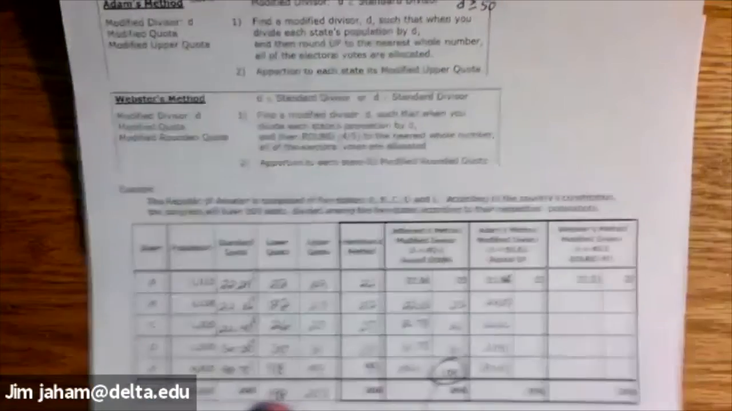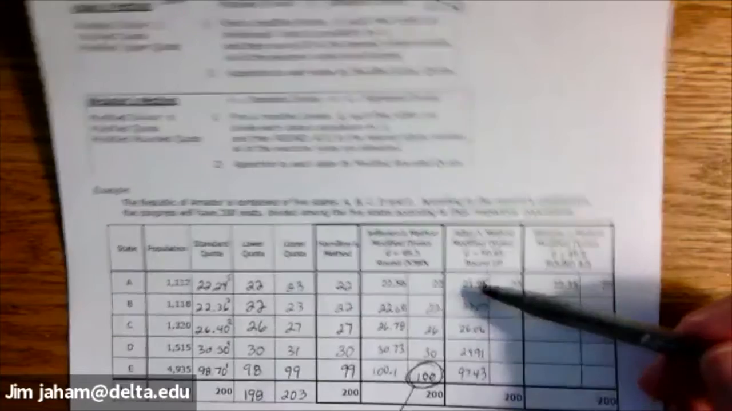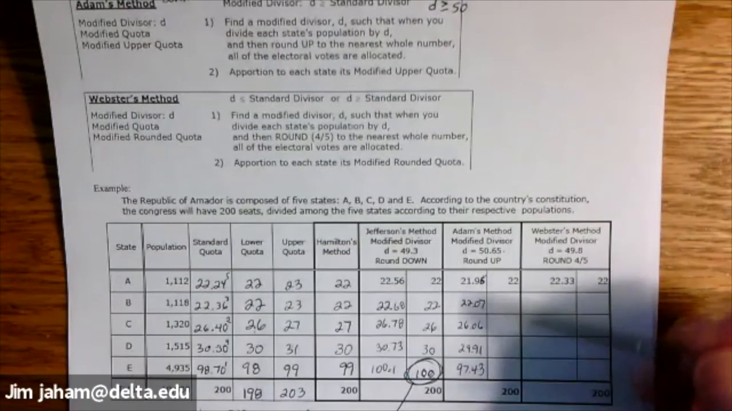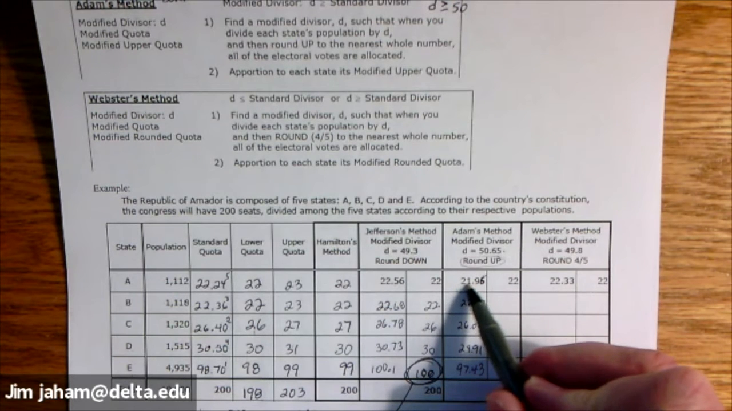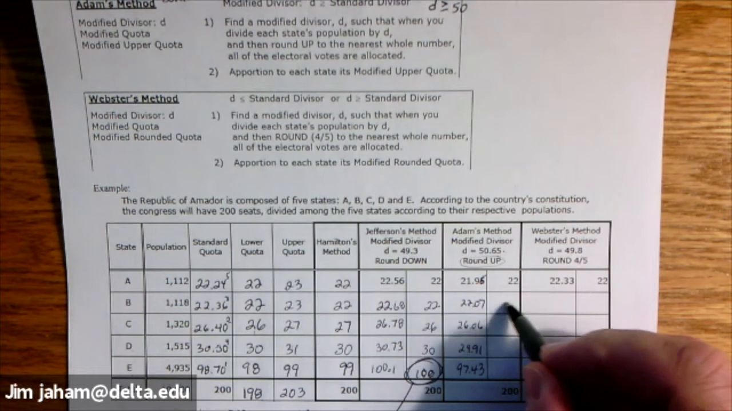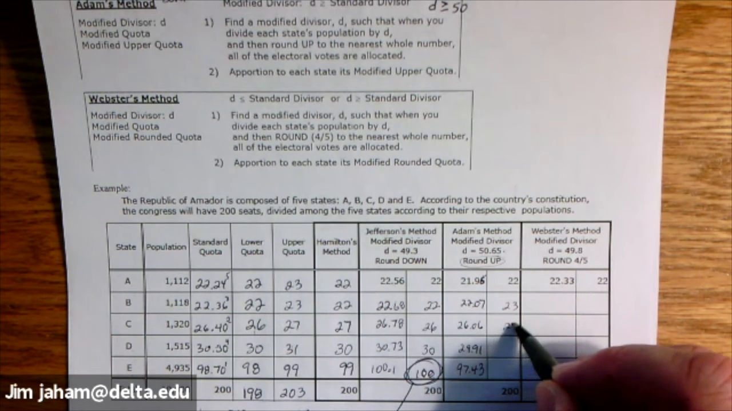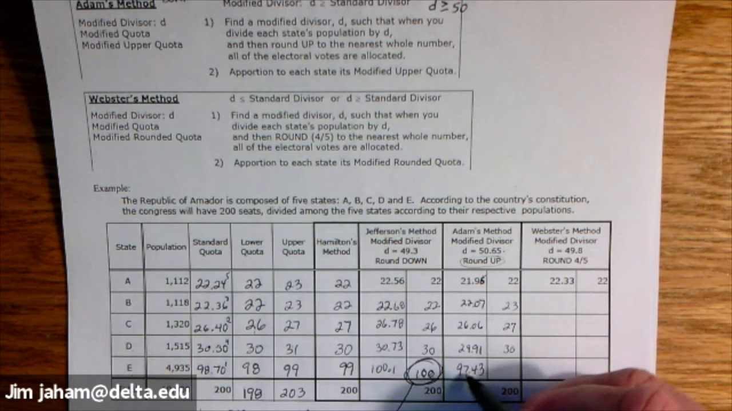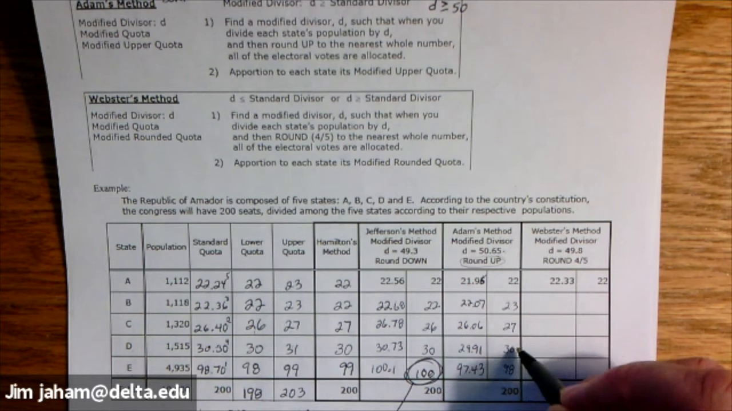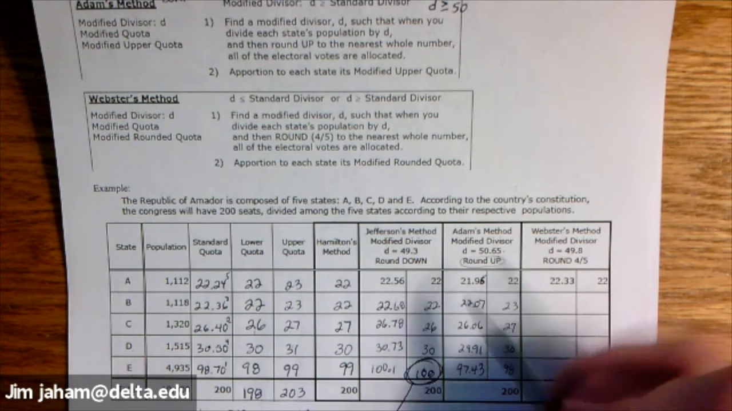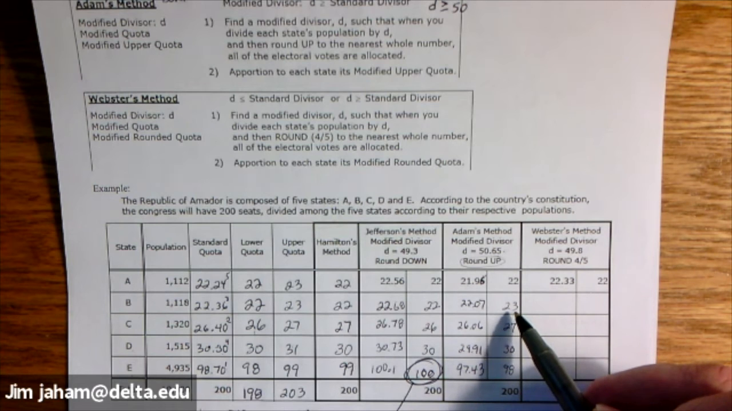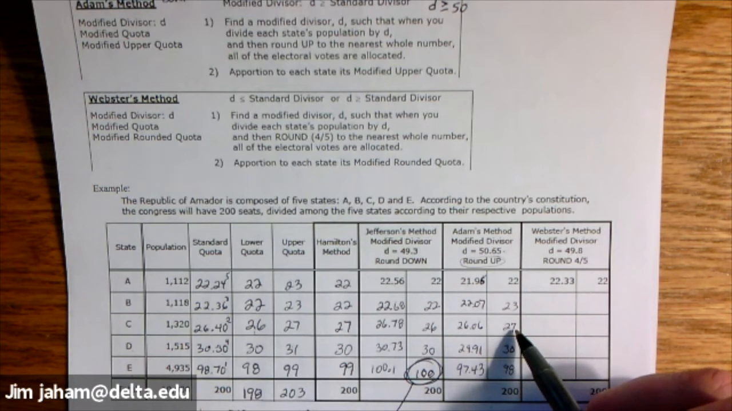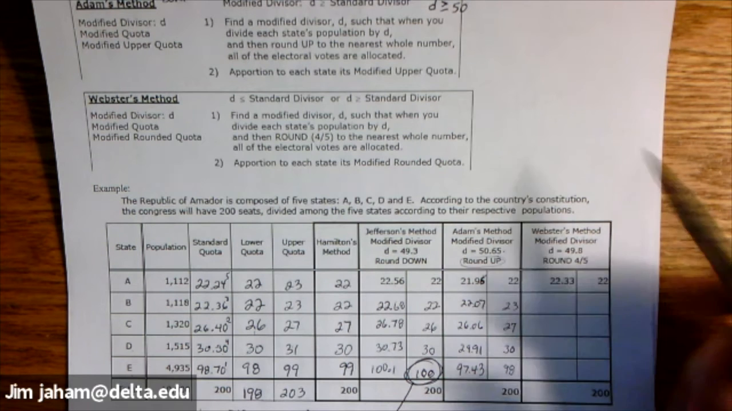Okay. Now for Adams' method, once we get these modified quotas here, then we're going to round up. So whatever the integer part is, add 1 to it. Add 1 to 21, add 1 to 22, add 1 to 26, add 1 to 29, and add 1 to 97. Basically take these numbers and round up. Even if it's 22.07, if you would round this mathematically, it would be 22. But in this method, we're going to round up, so it goes up to 23. 26.06 goes all the way up to 27. Sure enough, if you add these 5 numbers, you're going to get 200.